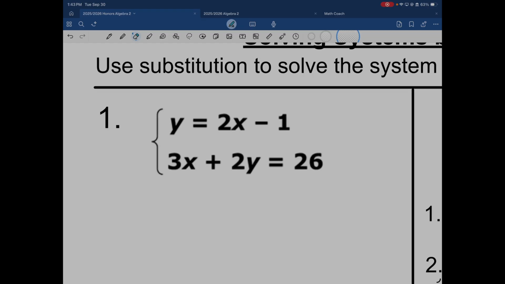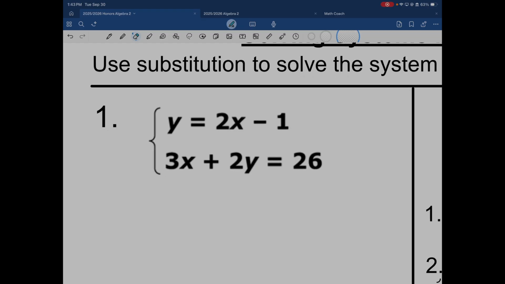So here's our first system that we're going to have. y is equal to 2x minus 1, and 3x plus 2y is equal to 26. Now think about graphing this. If we are going to use graphing to solve this, the first one's not so bad. We have the y-intercept is -1, the slope is 2. But that 3x plus 2y equals 26, graphing that's going to be a whole lot of a pain in the butt. And so substitution is a method that we can use.